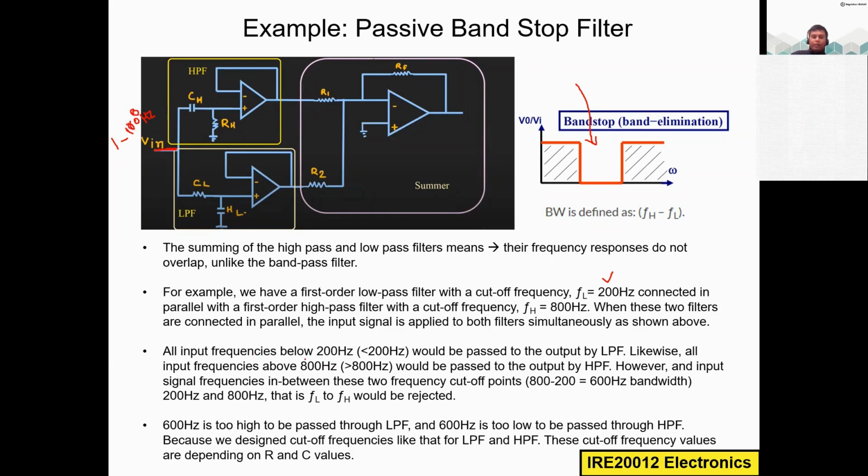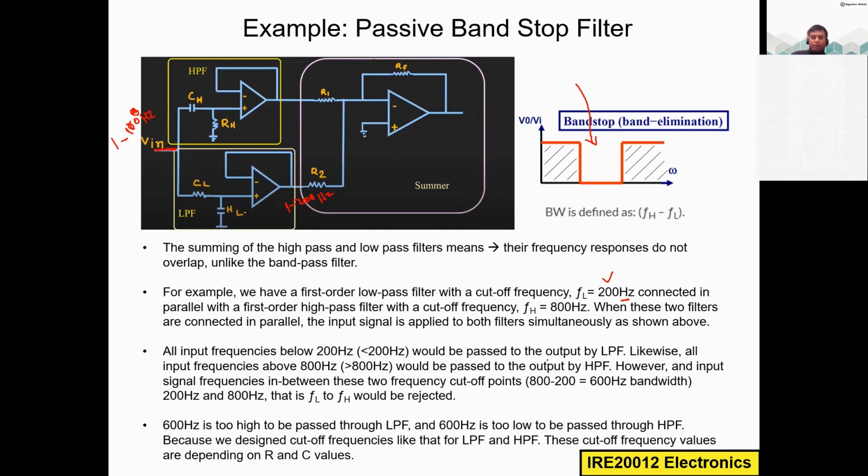So whatever the frequencies which are less than 200 hertz would be passed to the output by this low pass filter. So I am applying this much. The low pass filter is only passing 1 to 200. The unit I used is hertz here, so we can just keep hertz, not kilohertz. So it will allow 1 to 200 hertz at the output. This is the low pass filter. So it's passing only the low frequencies.